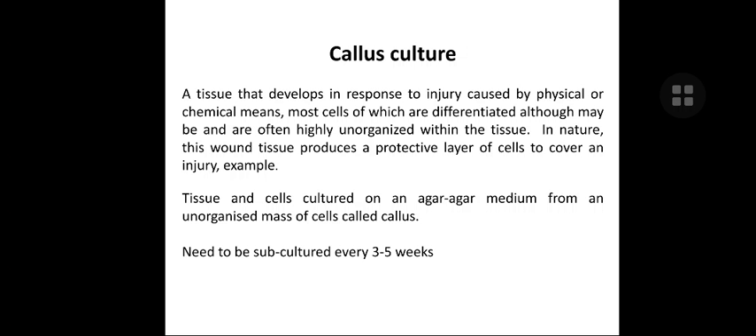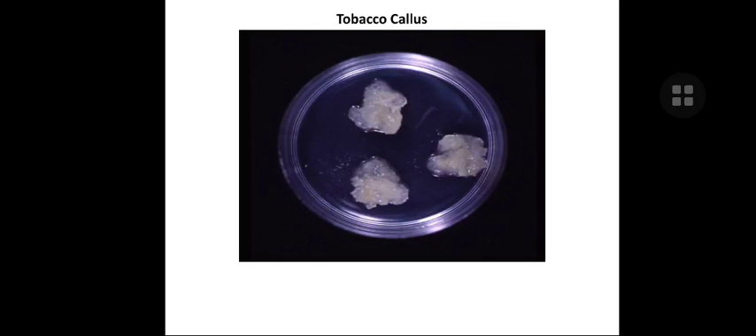But in culture medium, when the tissue or cells are placed in an agar media, it develops into an unorganized mass of undifferentiated cells that are known as the callus, and it needs to be subcultured every 3 to 5 weeks. This is the picture of the tobacco callus.